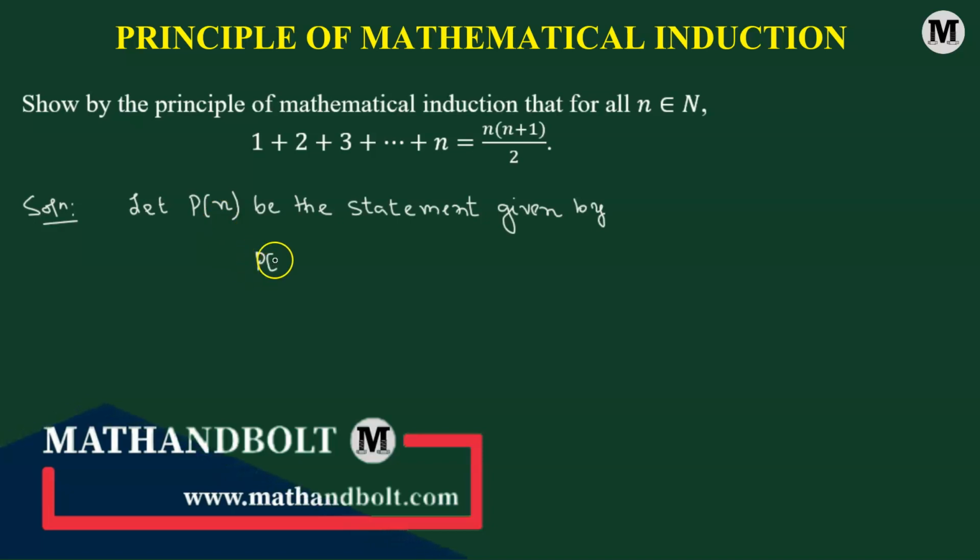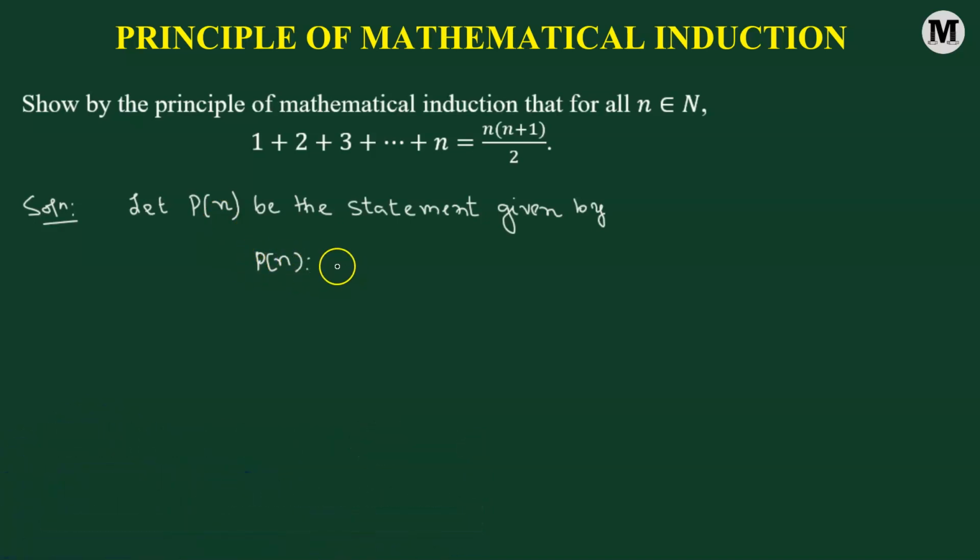P(n) such that the sum of the first n natural numbers, 1 plus 2 plus 3 all the way up to the nth term n, is given by n times (n plus 1) divided by 2. Okay, so we're going to name this number 1. So here we have a statement which is the sum of the first n natural numbers, and it's given by n times (n plus 1) over 2.